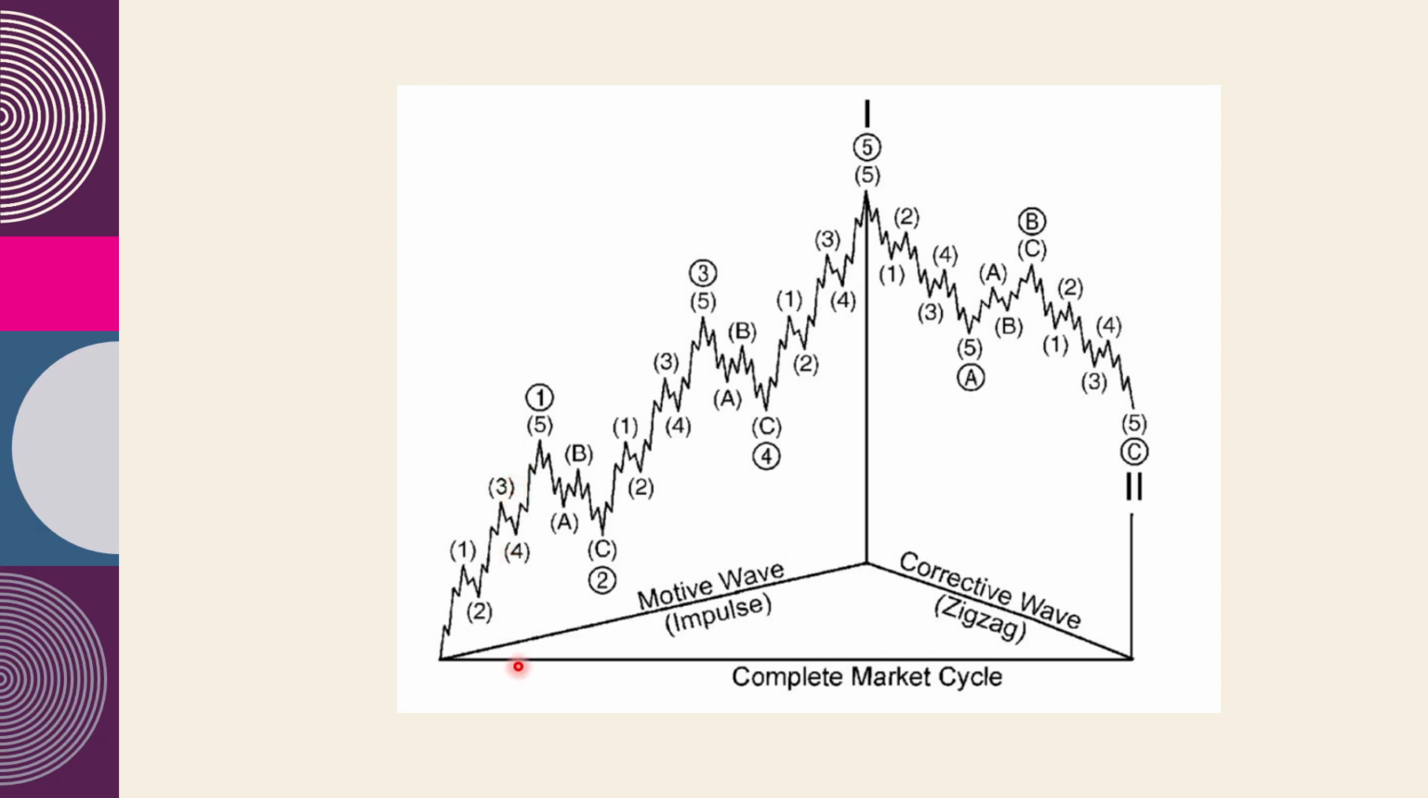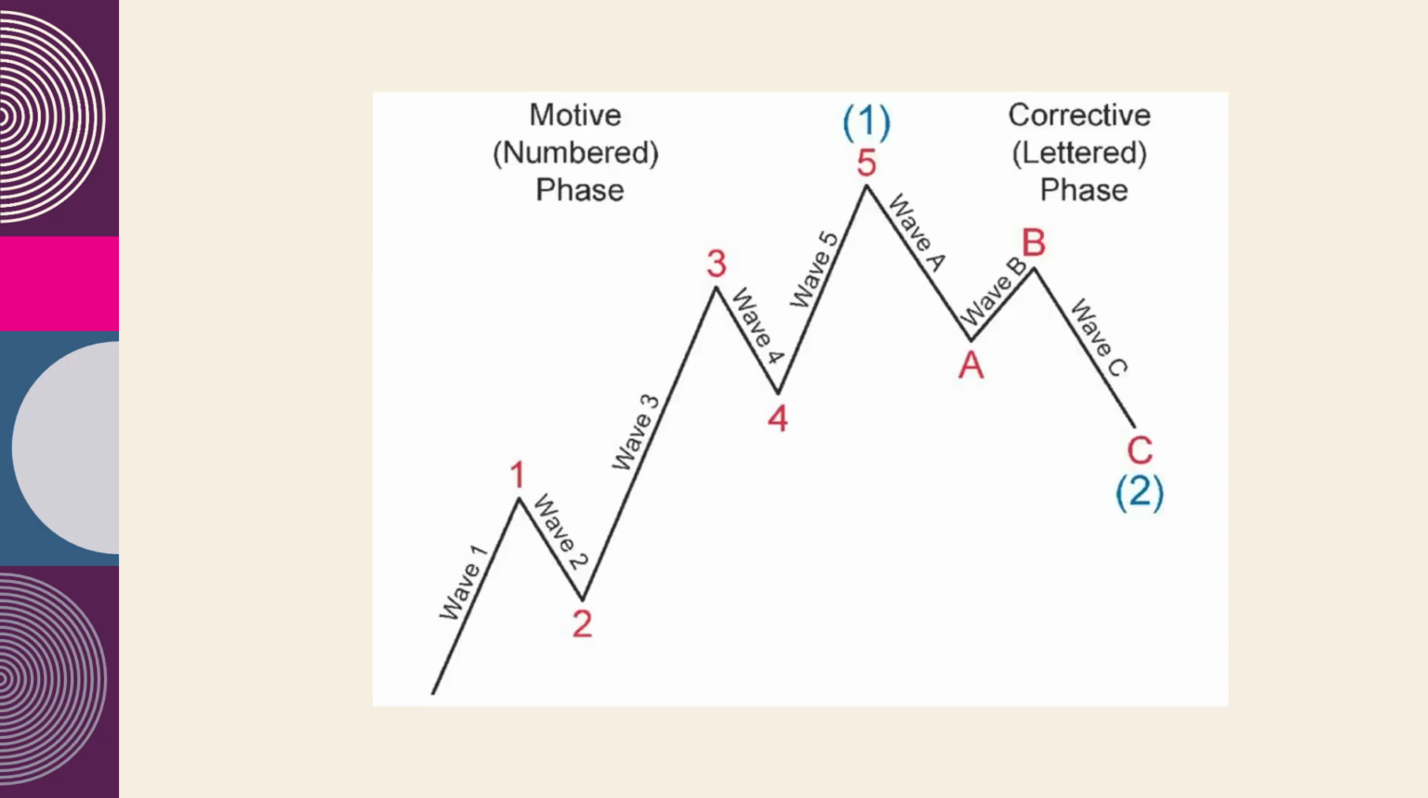Do motive waves always move upwards? Not necessarily. Do corrective waves always move downwards? Not necessarily. Motive waves and corrective waves can move up or down. We discussed the basic pattern. In the basic pattern, there are 2 kinds of waves, motive waves and corrective waves. Now we are going to go in depth into motive waves and see the rules about them.